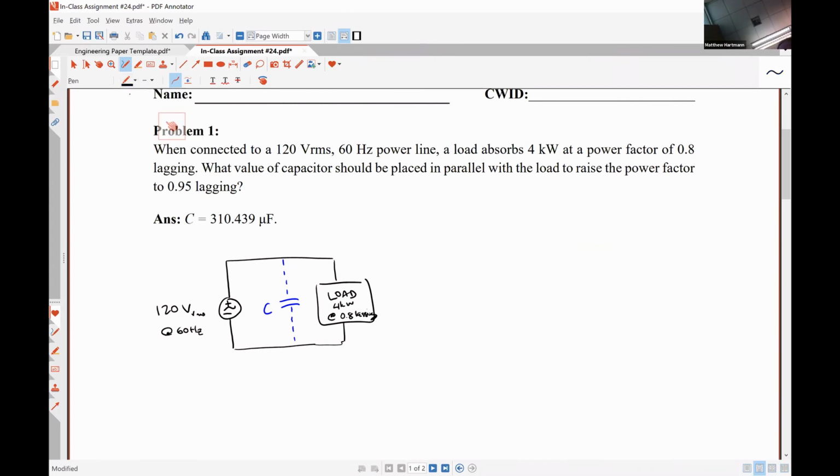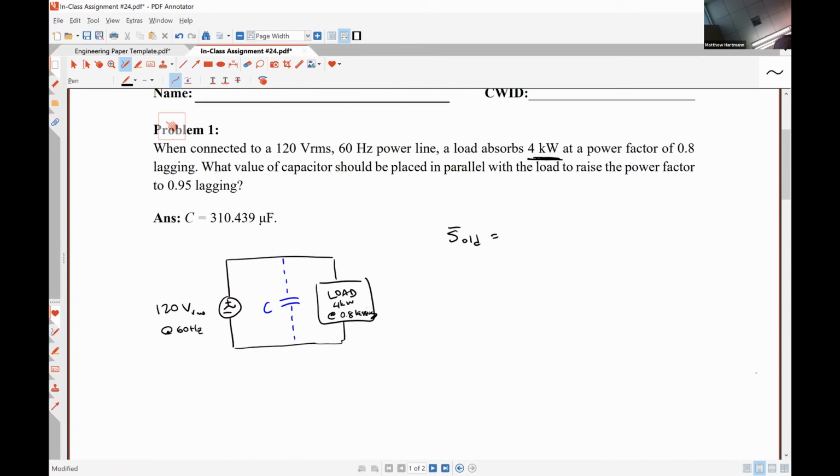All right, so our first step is to figure out what the complex power absorbed by our load is before power factor correction. So can anybody tell me how to do that? Is it the power divided by the power factor? So because we have kilowatts here, that is average power. So that means our apparent power is going to be P divided by the power factor, which is exactly what you said. What are we going to do for our angle? The inverse cosine of the power factor.